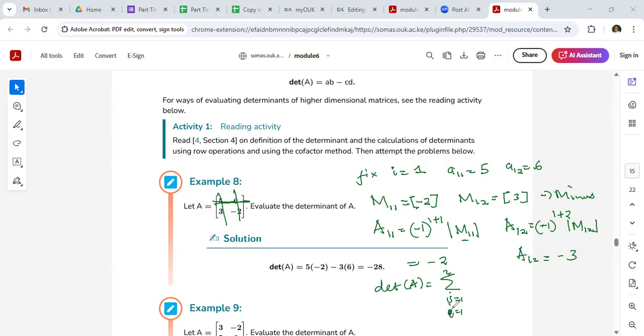So now the determinant of A will be the summation, j equal to 1 up to 2, with i fixed equal to 1, of aij times capital Aij. So you're simply taking a11 times A11 plus a12 times A12. What is a11? a11 was 5. 5 times -2, plus, you see why we were subtracting, 6 times -3.